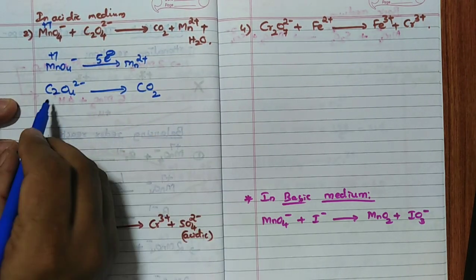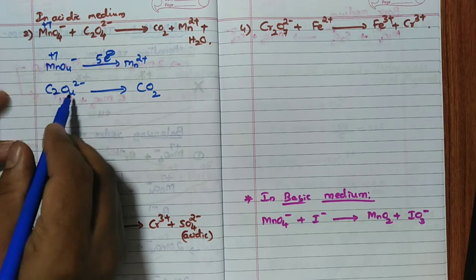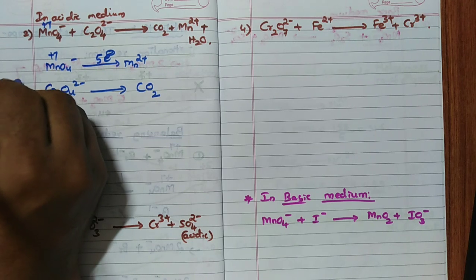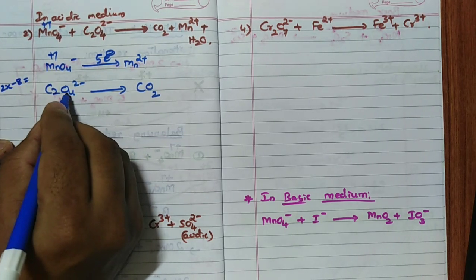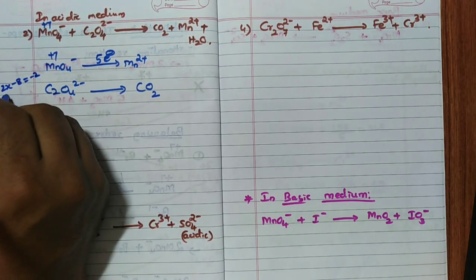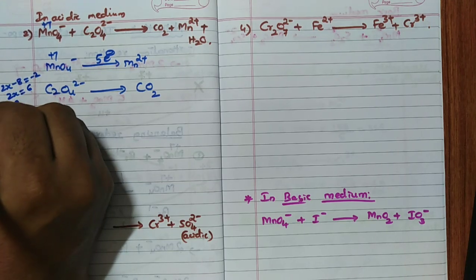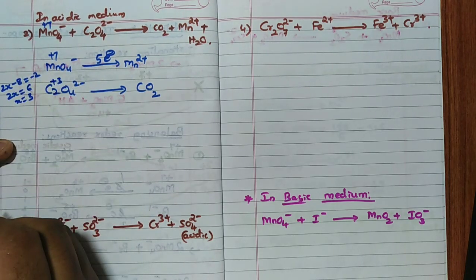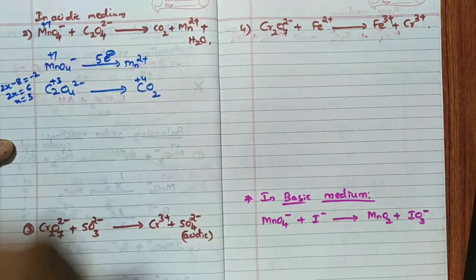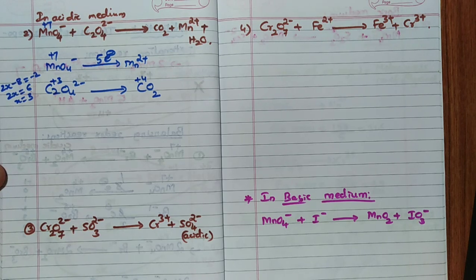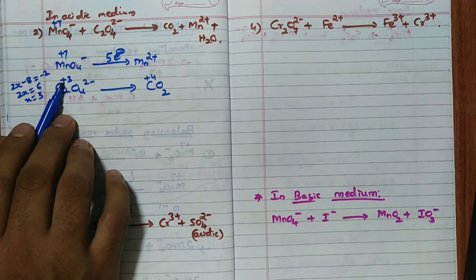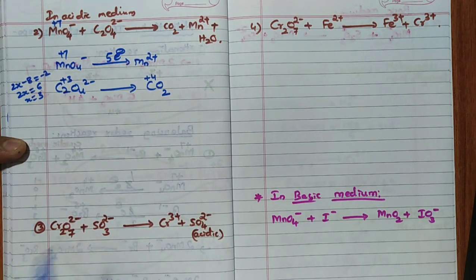How many electron change? See, write the oxidation state here. C2O4 2 minus means I will calculate it here. So 2x minus 8, because oxygen is minus 2 into 4, is equal to minus 2. So 2x is equal to 6, x is equal to 3. So plus 3, correct? So C here plus 4, CO2. This is over. Next you can see here, plus 3 to plus 4, how many unit change? 1 unit. If you write like that, it is wrong, remember.